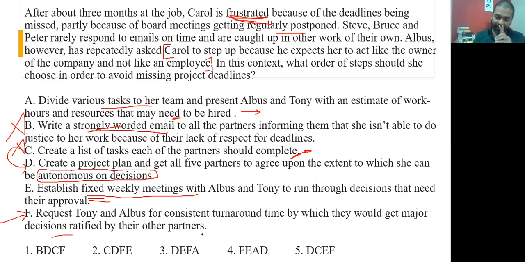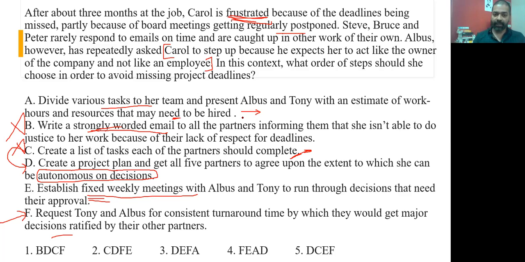It's just that E is slightly ahead of F because E is an action point, and nothing depends on F. So E we have to get out of the way. So D and E are important. Now you have F and A. Divide various tasks to a team and present Albus and Tony with an estimate of work hours and resources that may need to be had is something that I would do once my request for weekly meetings and request for turnaround time and all these are done.